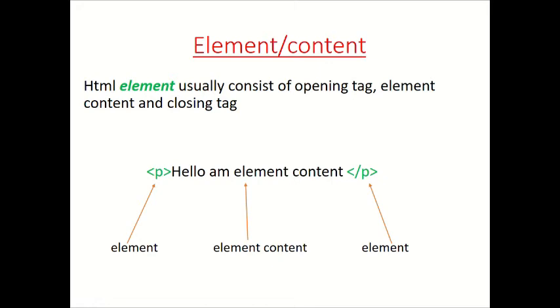Elements and element content. What are elements? An HTML element usually consists of an opening tag, element content, and a closing tag, meaning that this is the opening tag, which is the P tag. This is the closing tag. This is the element content. Sorry, it's element. And this Hello is the element content. As you can see here: element, element content.